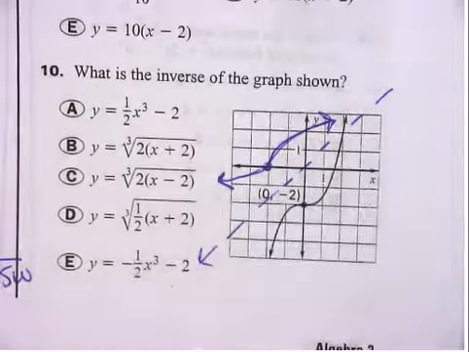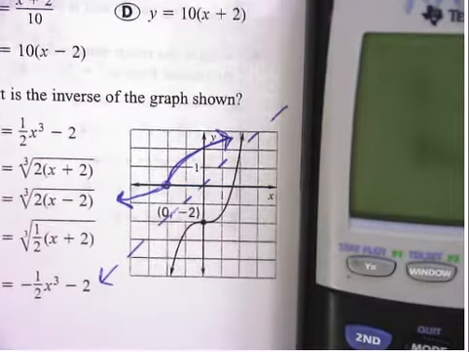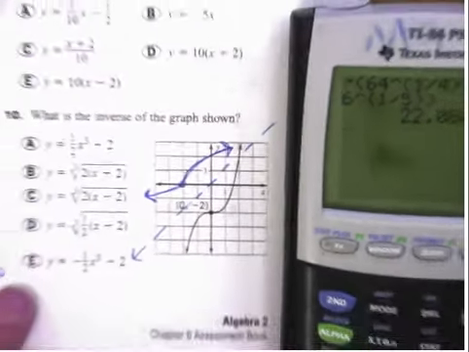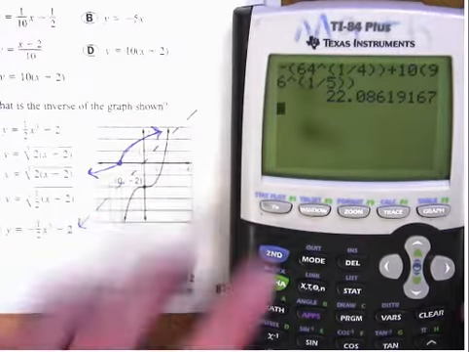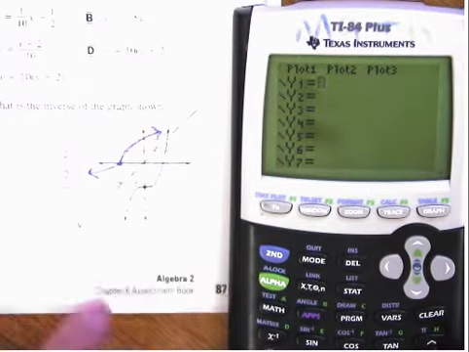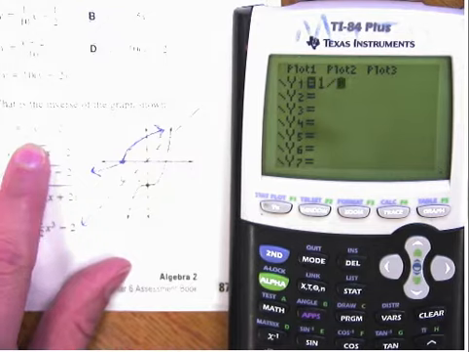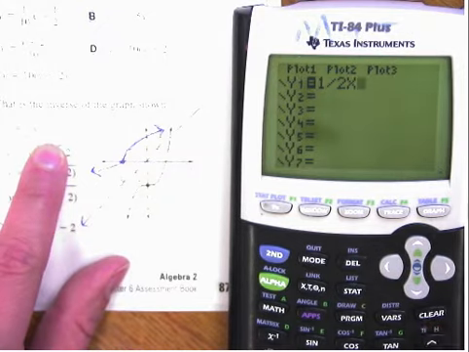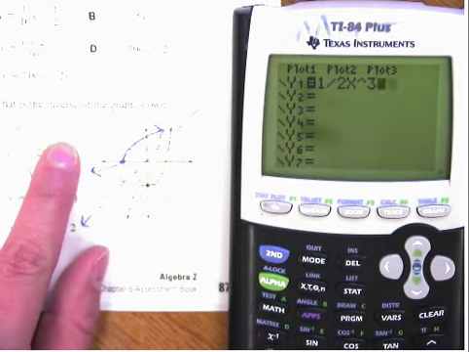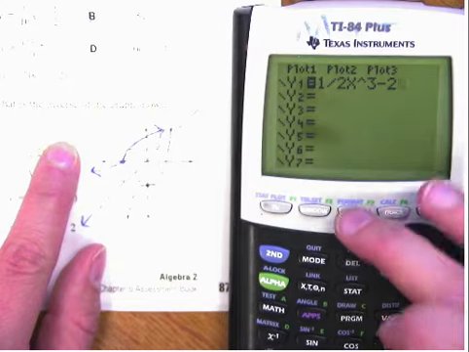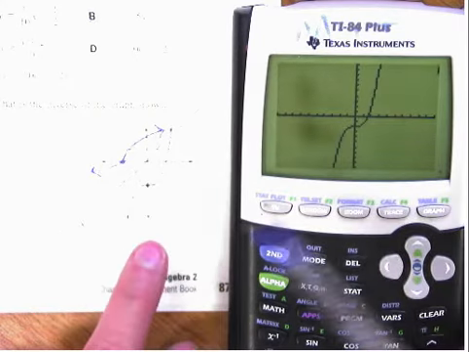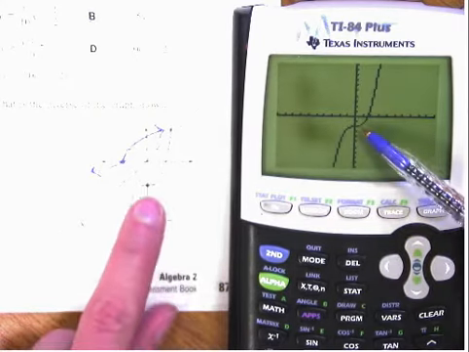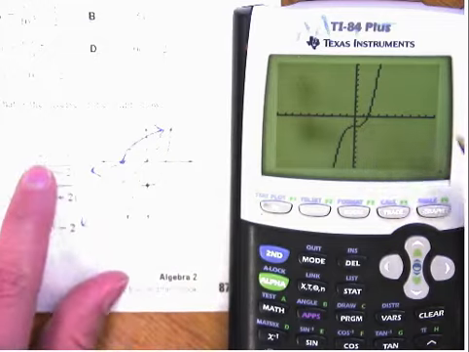And I would go into my graphing calculator. I don't know how well you guys can see this. And I'd hit into my y equals. So I'd try 1 divided by 2x cubed minus 2. When I go into my graph, I'm going to hit zoom 6 to make it a standard window. And that is not the inverse. In fact, that looks like the actual graph. And then I try the next one.